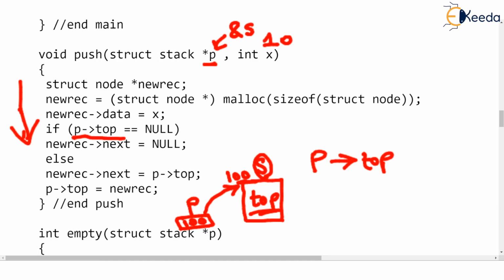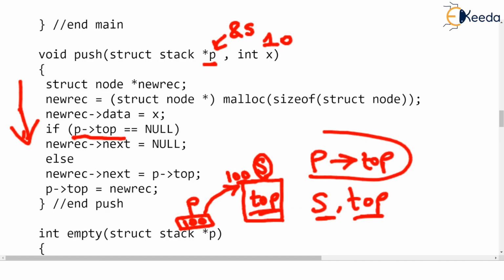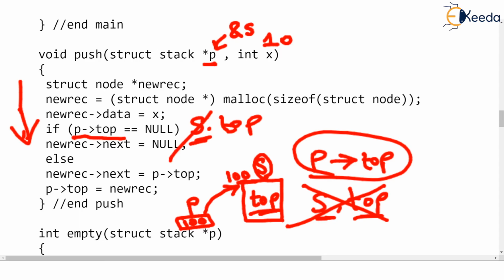Actually, we can access top by writing S dot top also, because top is a member of S. But we are going to refer to top by using the P arrow top notation and not this way. Why are we not going to write S dot top? Because if you write S dot top anywhere in this particular function, you will get the error S not defined. You know the fundamentals of C language, that S has a scope only in main. Please tell me where is S declared? Now S has been declared inside main.